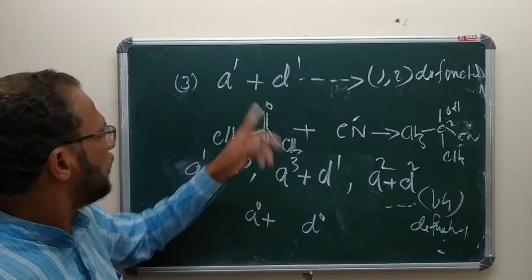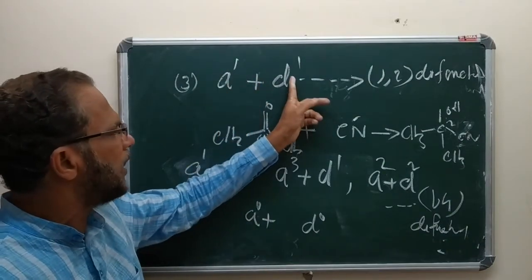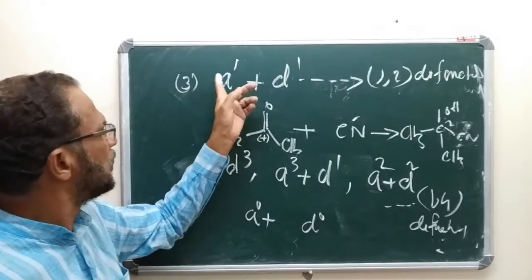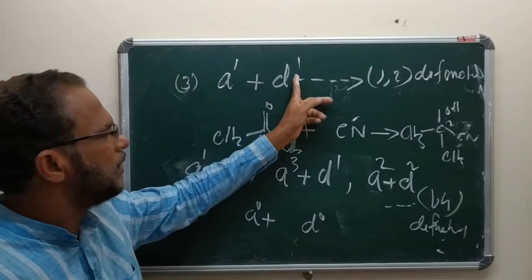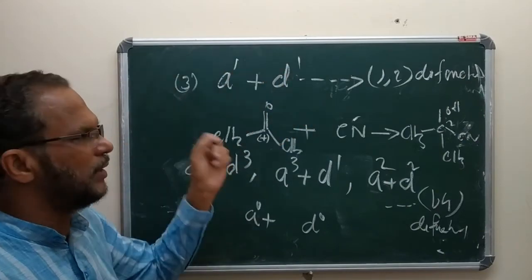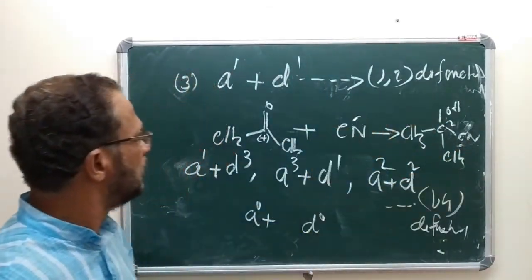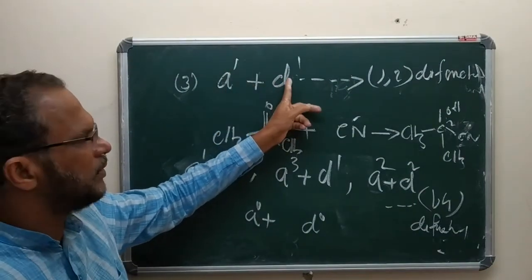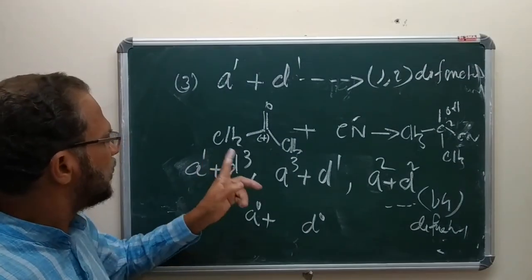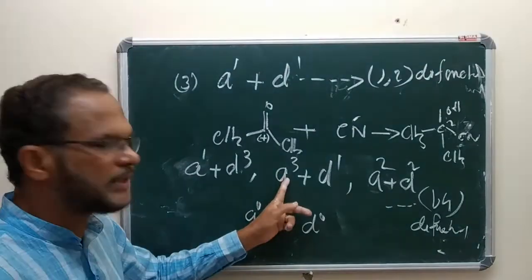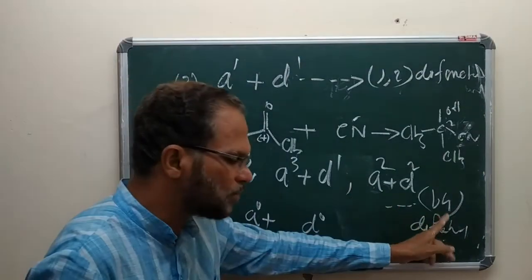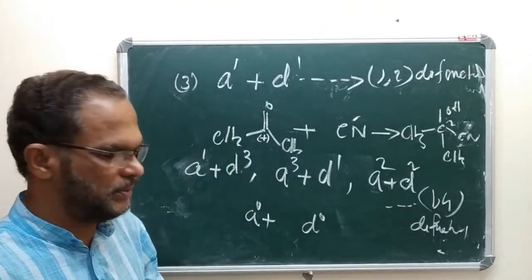Hence, if alkyl A combines with alkyl D, we get non-functional molecules, then alkyl A with D1 or alkyl D with A1 gives what is called a monofunctional one, then A1 with D1 will produce a 1,2 difunctional molecule, then A1 with D3 or A3 with D1 or A2 with D2 always produce 1,4 difunctional molecules.